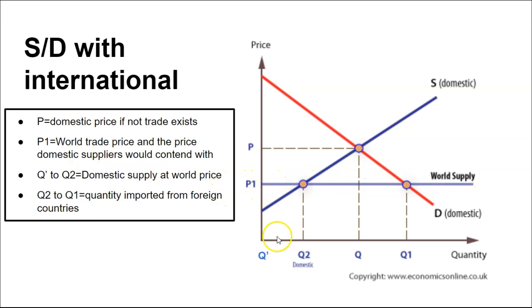Okay. And so from Q prime to Q2, that's the amount that would be domestic supply at the world price. Okay, because at that price, only this amount of supply is willing to be sold at that point. What if they want to sell more? Well, their supply curve only intersects at that point. But the demand is way over here at Q1, so where does that come from? Well, the gap between Q2 and Q1, Q2 to Q1, that's the amount that would be imported from other countries.